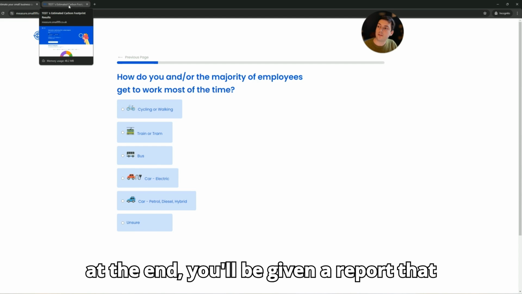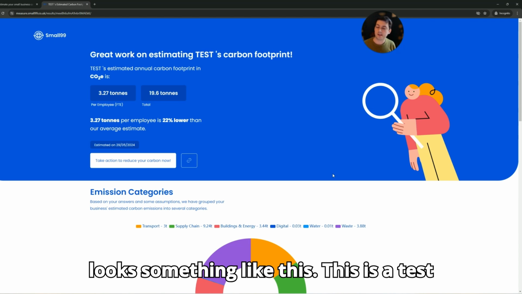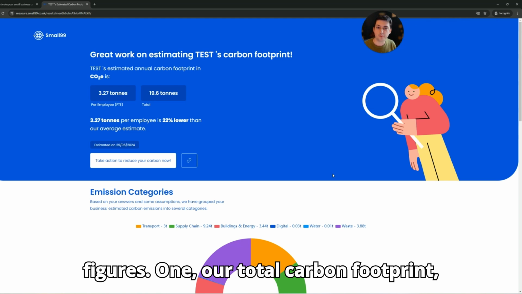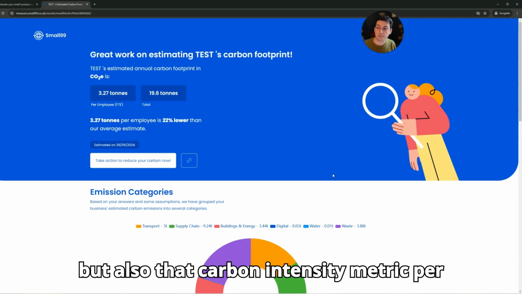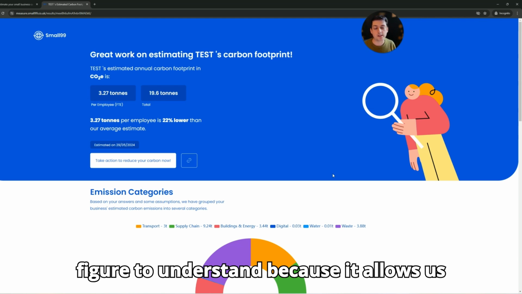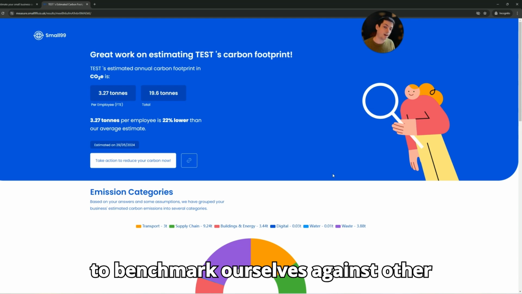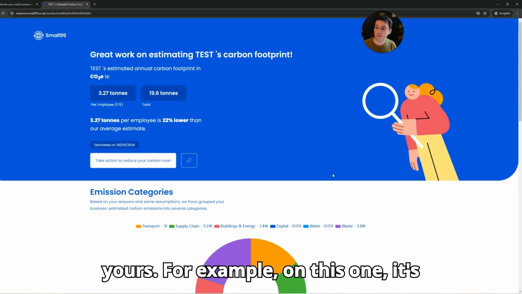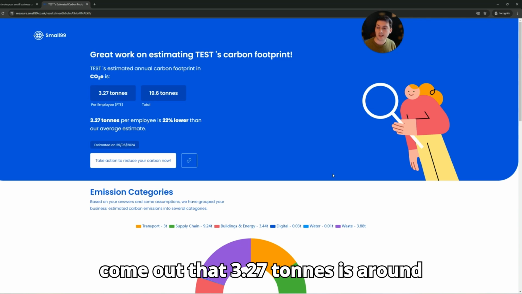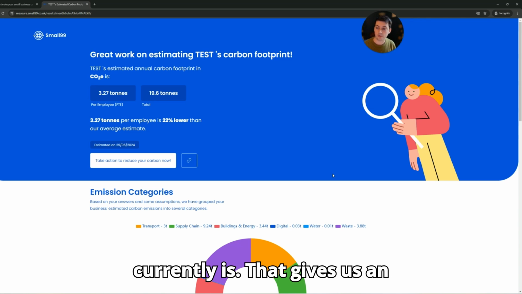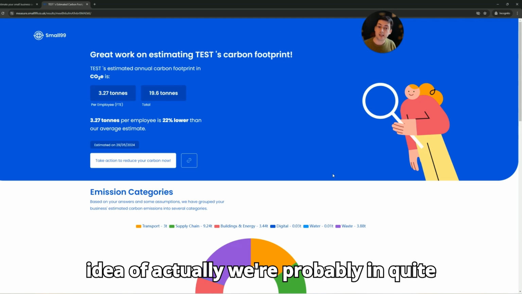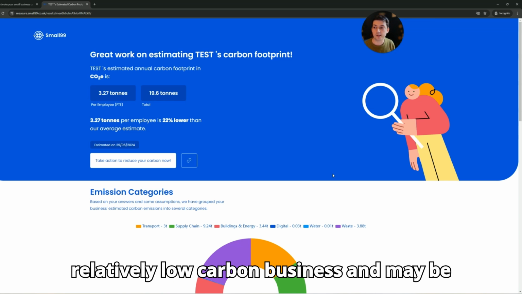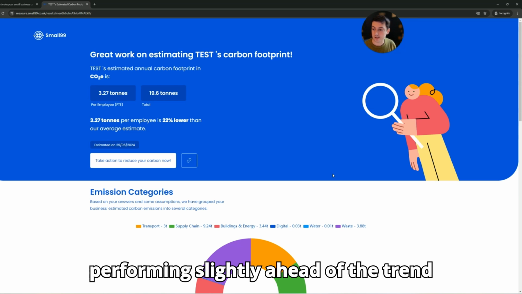And then at the end, you'll be given a report that looks something like this. This is a test account we did earlier, where we can see immediately at the top we've got 2 figures. One, our total carbon footprint, but also that carbon intensity metric per employee. That's a really important figure to understand because it allows us to benchmark ourselves against other businesses like ours that might be a similar size and a similar location to yours. For example, on this one, it's come out that 3.27 tonnes is around 22% lower than our average estimate currently is. That gives us an idea that actually we're probably in quite a good position, and some of the answers we've given have indicated we're a relatively low carbon business and maybe performing slightly ahead of the trend here.